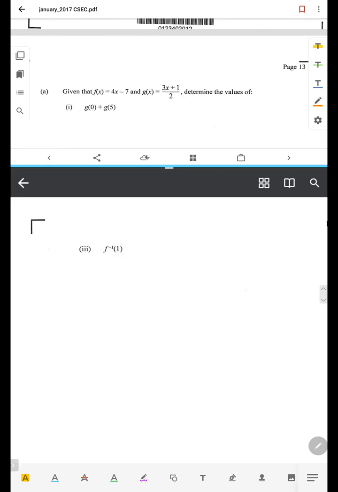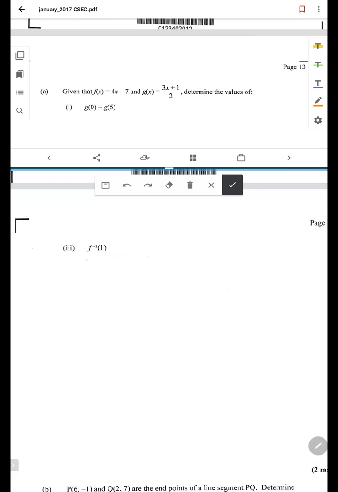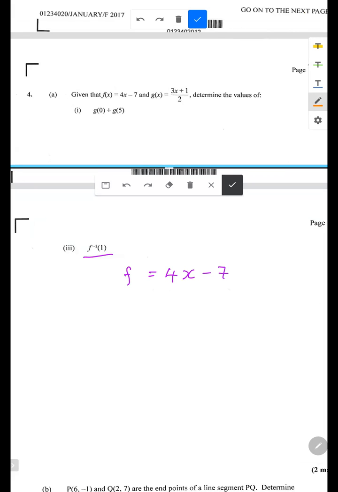All right? So I want to start with the function by saying, trying to find this. So I want to start by saying f equals 4x minus 7. We'll just leave off the of x for the time being. All right. So we'll form the inverse function now.